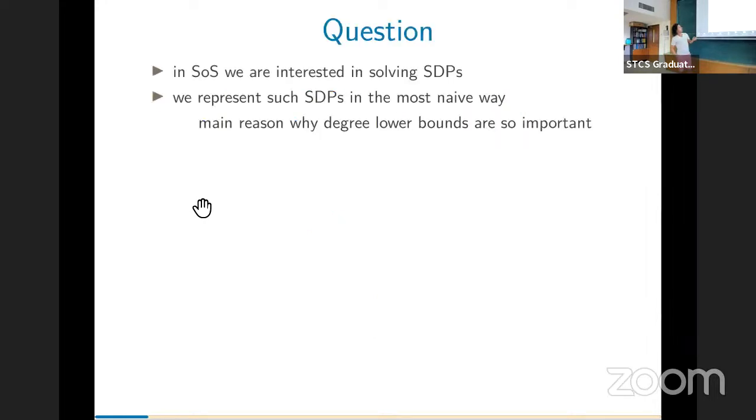So the motivation is this: if you learn about the sum of squares, that's the algorithm that solves everything, and you've heard that whole spiel and preaching. So in the sum of squares, what is the main algorithm that SOS solves? It's just the SDP, a semidefinite program. And how do we represent these semidefinite programs? If you look at the way the SOS algorithms work, they pick an SDP and represent it in the most naive way possible. They say, give me the entire representation, the entire description of the SDP.